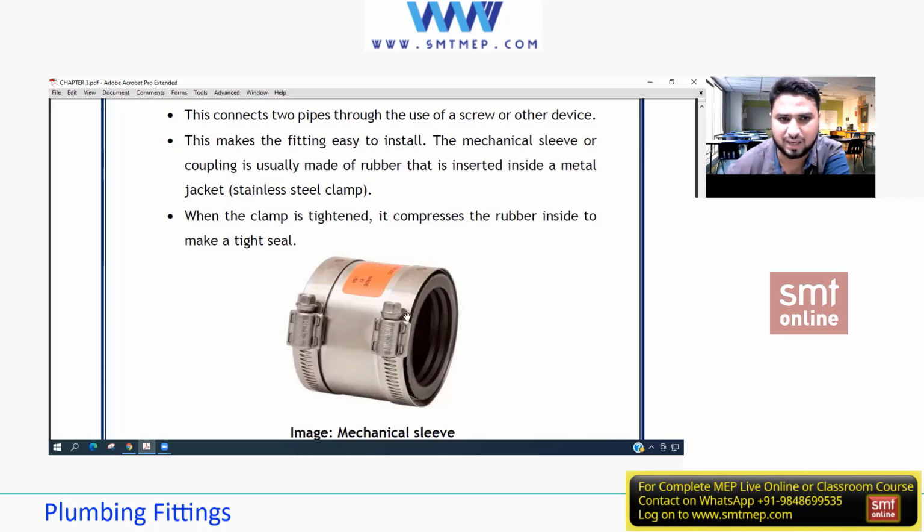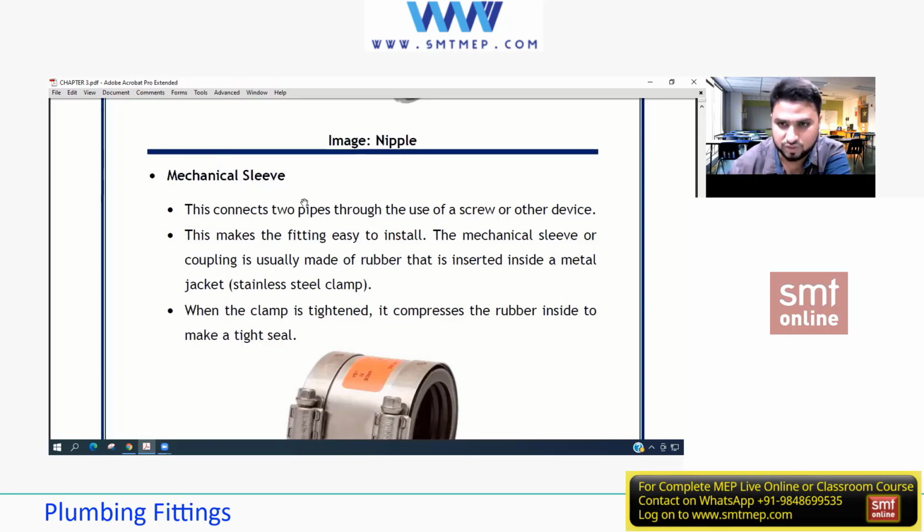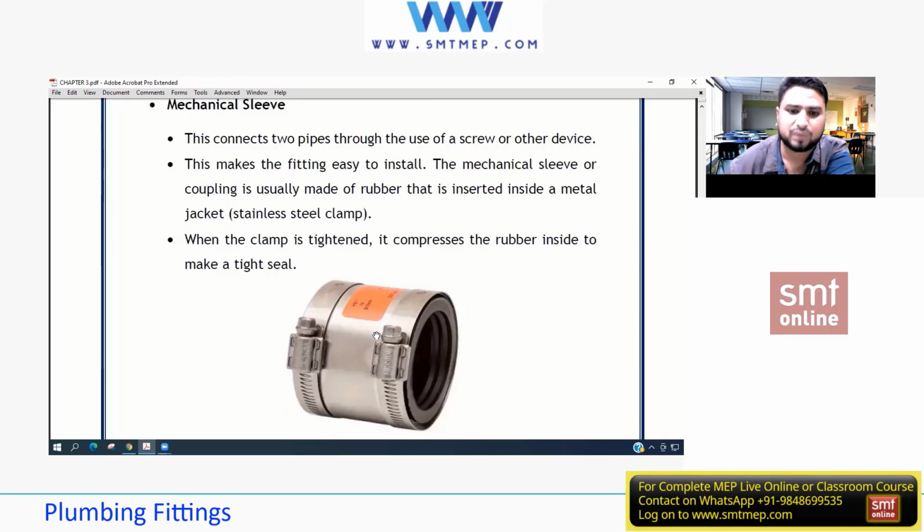It's a clamp, but mechanical sleeve is the technical word used in our plumbing industry. We just put this on and tighten it with a screwdriver. The moment we tighten it, this aluminum jacket compresses the rubber, and the rubber compresses the pipe and grabs it tightly so that it doesn't come out. Because this is getting compressed, this comes up and compresses the internal rubber gasket, so it holds a stronger grip on the pipe.